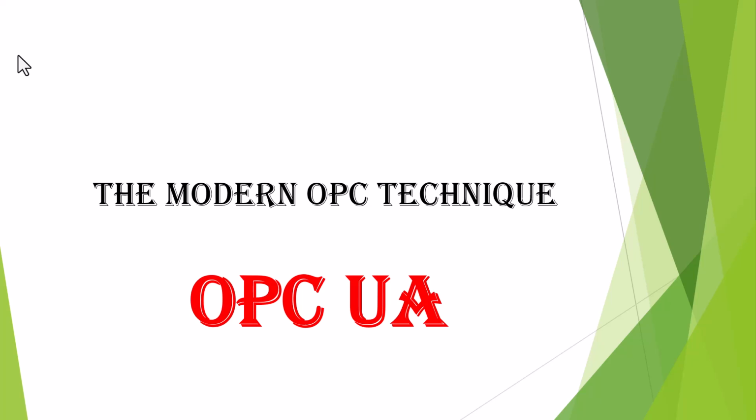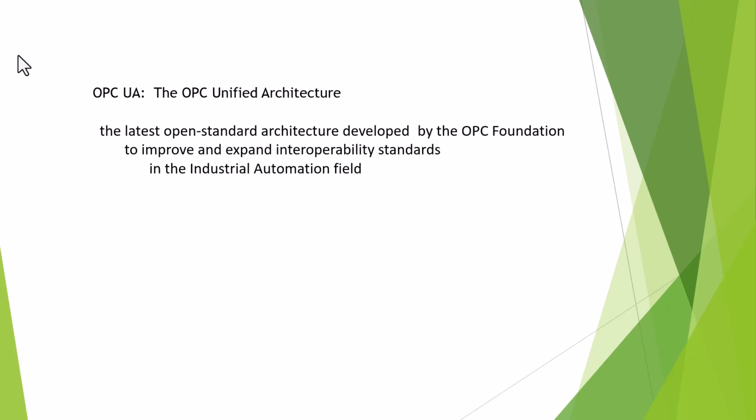Today we talk about OPC UA. OPC UA is a modern OPC technique. OPC UA means the OPC Unified Architecture. It's the latest open standard architecture developed by the OPC Foundation. Why use OPC UA? OPC UA is used to improve and expand the interoperability standard in the industrial automation field.